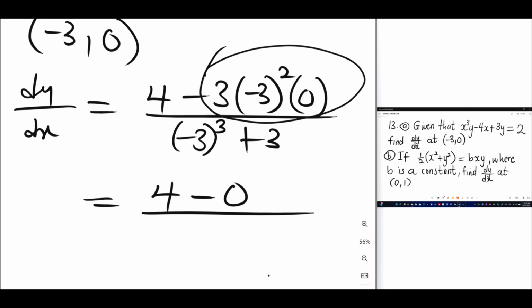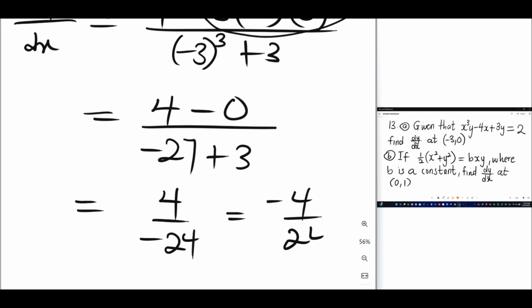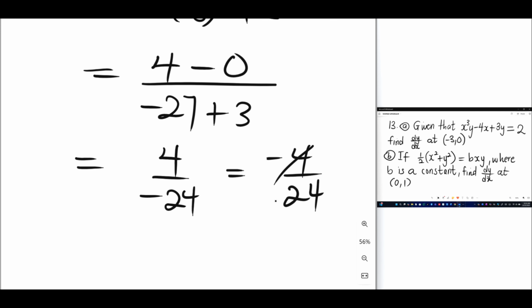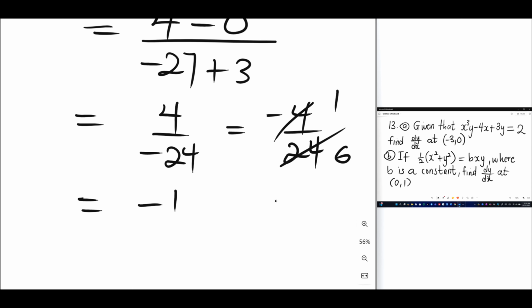So we have 4 minus 0, then our denominator: negative 3 times negative 3 gives positive 9, times negative 3 gives negative 27, plus 3. So we get the result of 4 divided by negative 24, and this is the same as negative 4 divided by 24, and we can simplify this. 4 into itself we have 1, 4 into 24 we get 6, so we get a result of negative 1 divided by 6.